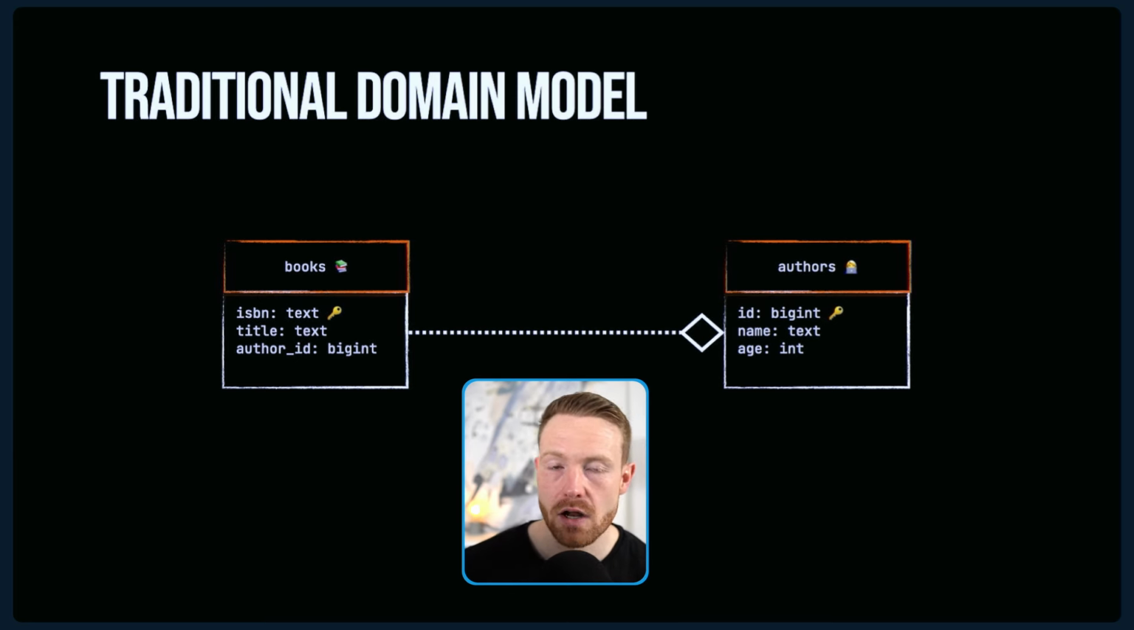So a book has an ISBN, which is a unique identifier for it. It has a title. When you look at a book, it usually has a title on the front, and a book has an author. Authors are their own entity, right? So they have an ID, they have a name, and they have an age as well.